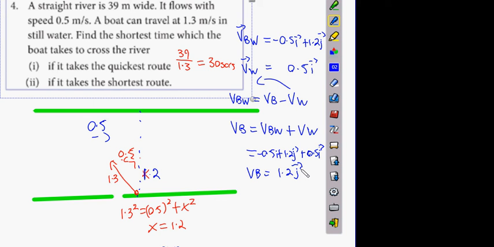So this time, it's covering all 39 meters at a speed of 1.2. What's 39 divided by 1.2? 32.5. As expected, it takes more time. Everybody happy enough with that? Okay. Let's go again.